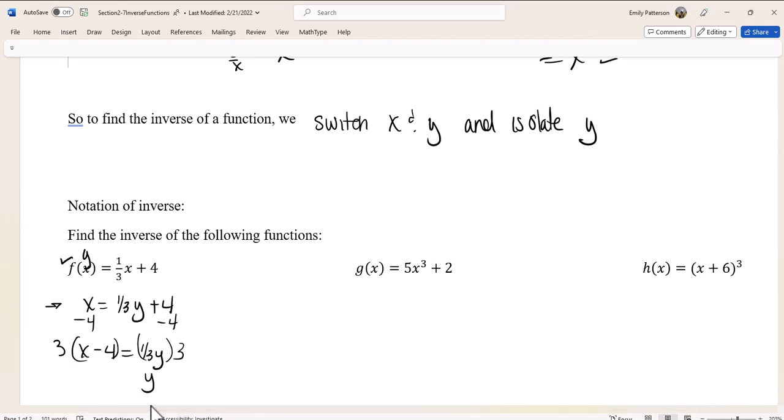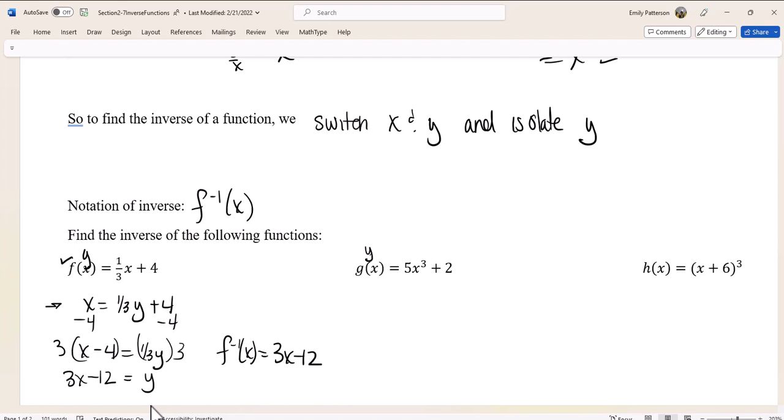So we have y is equal to 3x minus 12. Now the notation of function inverse, I started to say this at the beginning of the video, is f negative 1 of x. Which shows the relationship. If f of x is the original, f to the negative 1 is the inverse. So we can write this appropriately as f negative 1 of x, or the inverse of f of x, is equal to 3x minus 12. All right, so let's do this again.